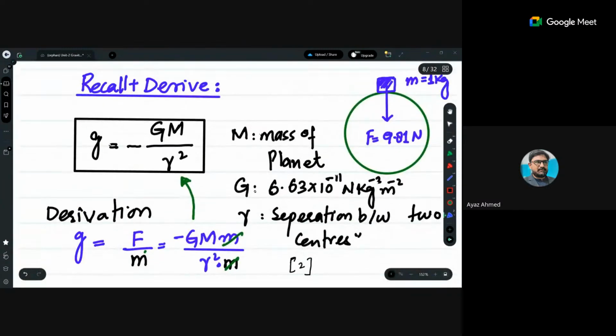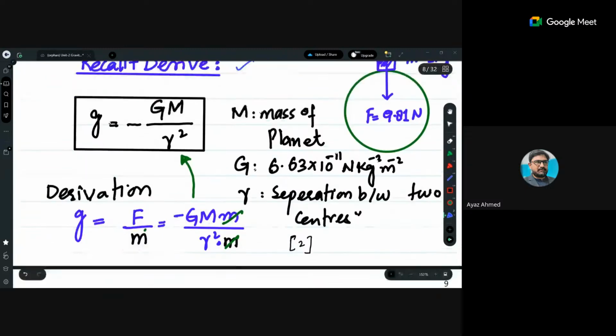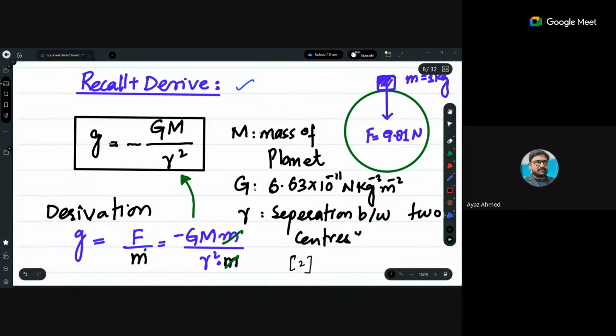Then we have to derive it and recall it. As I have told you, when we recall it, it is g equals GM divided by r square. It is just for your memory recall. You have to recall this equation, but its derivation is quite simple. By definition, g equals F by m.